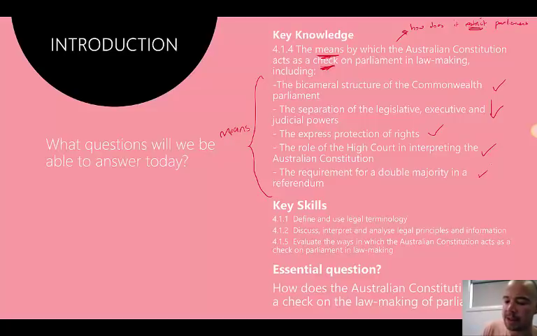But particularly important is the skill, which we'll talk to at the end, where we actually have to evaluate the ways in which the Constitution acts as a check. So evaluate, as we know, is come to a value judgment on does it or doesn't it, or somewhere in that scale, and have evidence supporting that. So we're going to have to look at both how these things do restrict, but also how they might not restrict. So our essential question that we'll be able to answer at the end is, how does the Australian Constitution act as a check on the lawmaking of Parliament? And we'll also be able to answer a sub-question to that, which is how doesn't it?